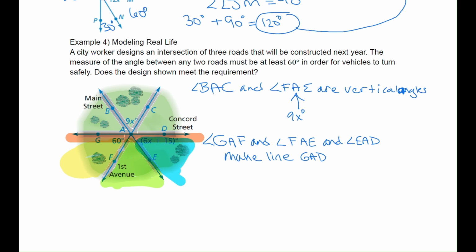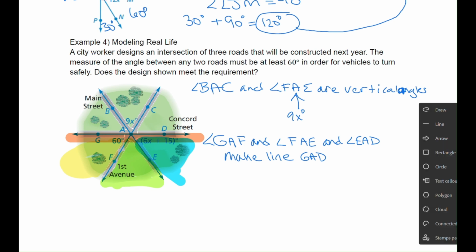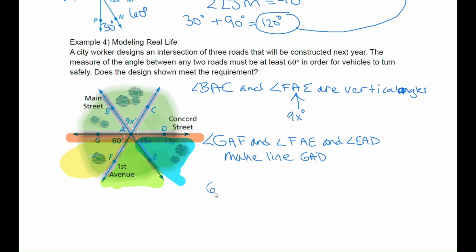So that means that together, all of those are going to add up to be 180 degrees. So we have angle GAF, so 60 degrees, plus angle FAE, which is 9x degrees, plus angle EAD, which is 6x plus 15 degrees. Altogether, all 3 of those angles make up line GAD, so together those angles make 180 degrees. All right, so I need to solve for x here.